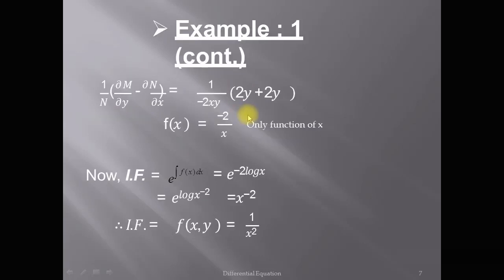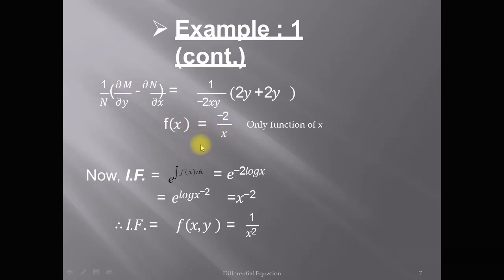The result of n is minus 2xy. So 1 over n means 1 over minus 2xy. Now 4y divided by minus 2xy, we get minus 2 by x. So the result of this expression is only a function of x.